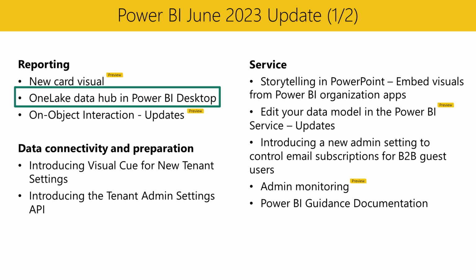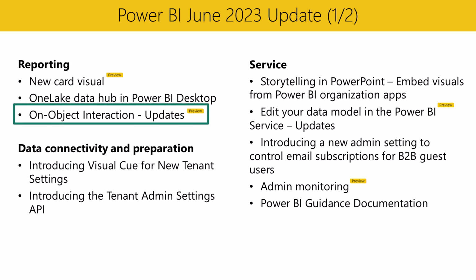Next up is the OneLake Data Hub in Power BI Desktop. The Data Hub in Power BI Desktop serves as a central location for discovering and reusing data. With the recent Fabric release, we're excited to announce the rebranding of the Data Hub as OneLake Data Hub. OneLake Data Hub in Power BI Desktop allows you to reuse existing Fabric items and create your own data sets and reports on top of them. It supports the following items: data warehouses, lake houses, their related SQL endpoints, data marts, and data sets.